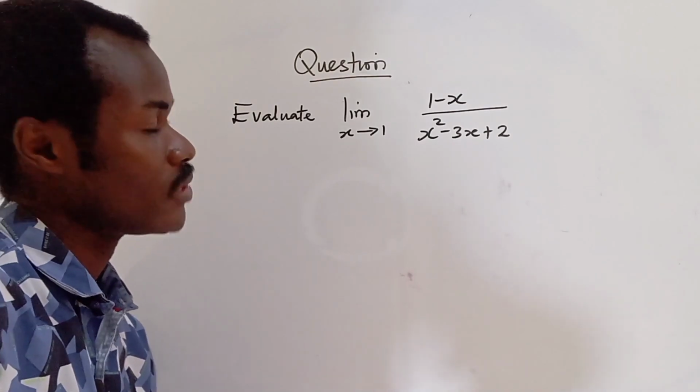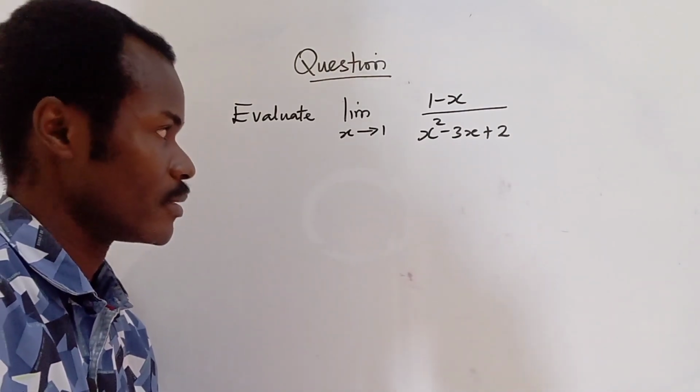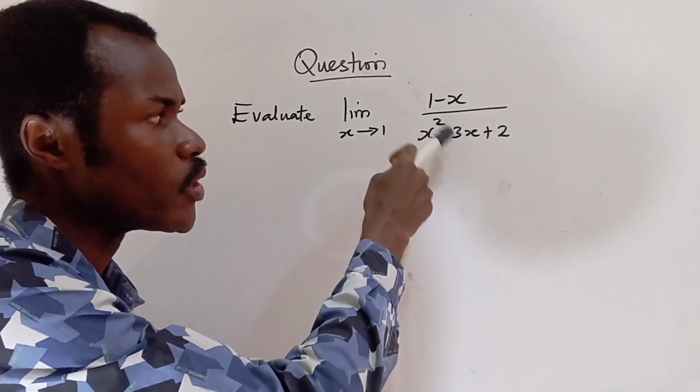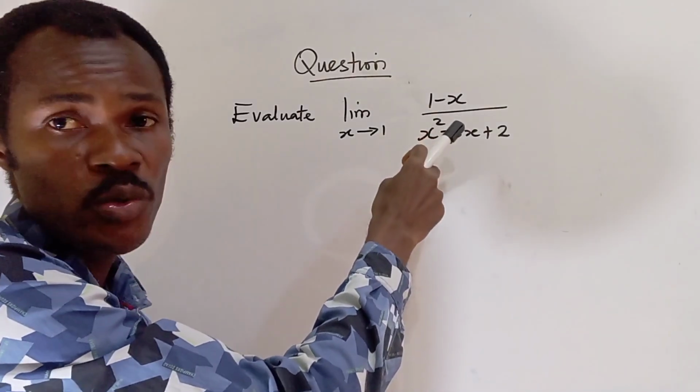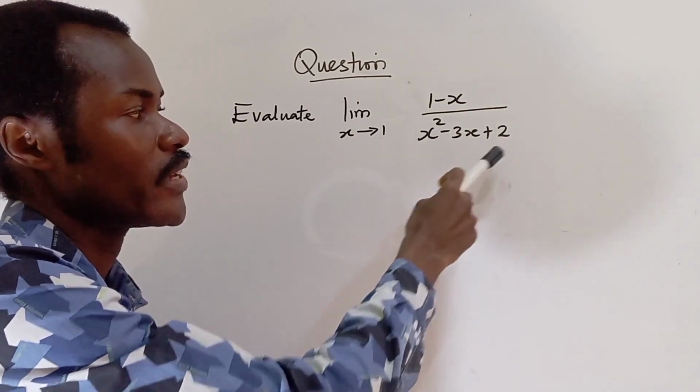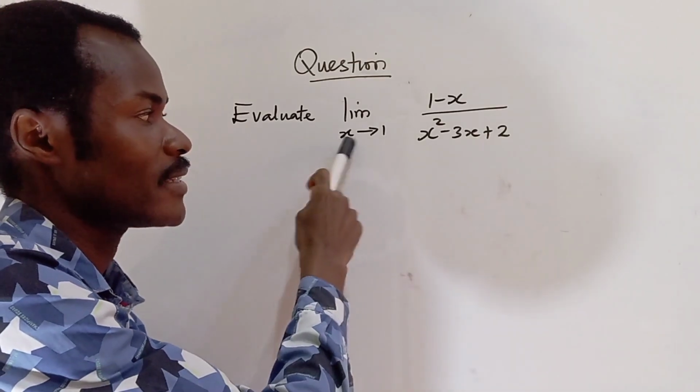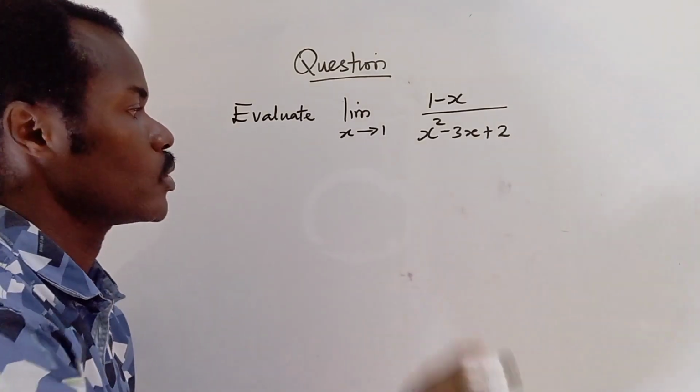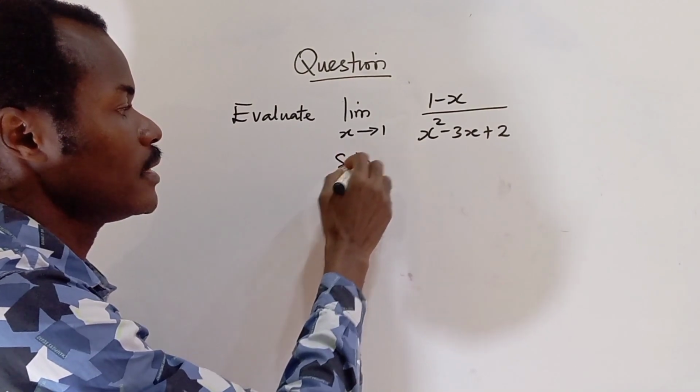All right, so let's look at this question. It says evaluate the limit of 1 minus x as the numerator, divided by x to the power of 2 minus 3x plus 2, where x approaches 1. So how do we go about solving this?